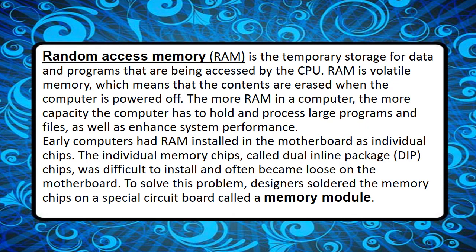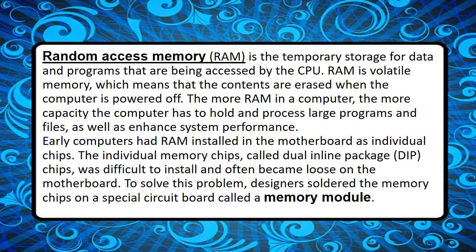Now let's talk about the random access memory or RAM. It is the temporary storage for data and programs that are being accessed by the CPU. RAM is volatile memory, which means that the contents are erased when the computer is powered off. The more RAM in a computer, the more capacity the computer has to hold and process large programs and files, as well as enhance system performance.